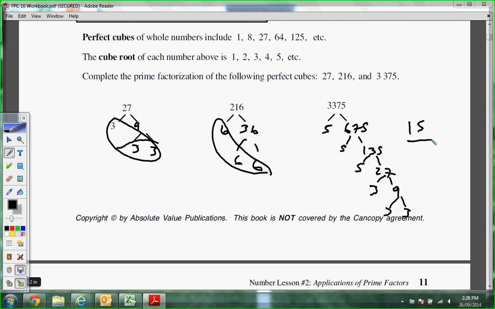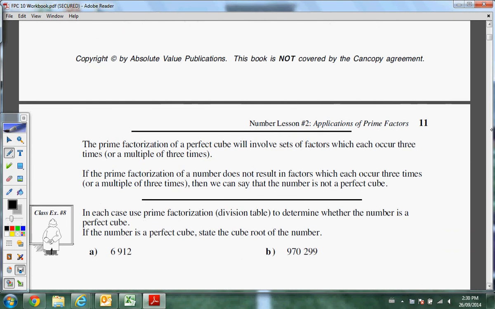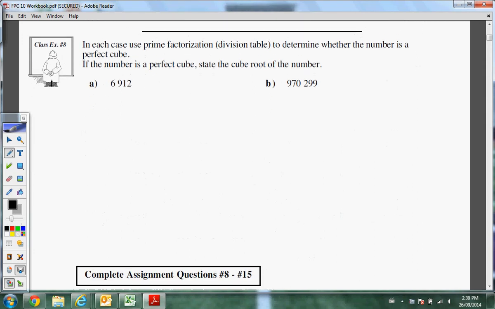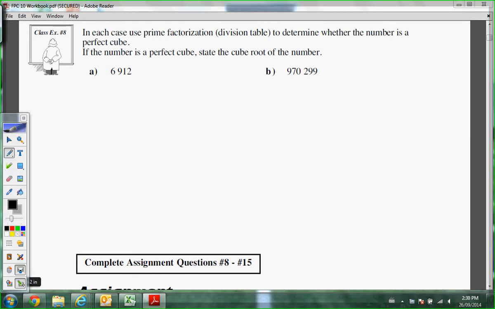Okay, all right, finish this up here. Last example. Okay, in each case use prime factorization to determine whether the number is a perfect cube. If the number is a perfect cube, state the cube root of the number. Okay, so 6912. So let's just break it down. What goes into that?